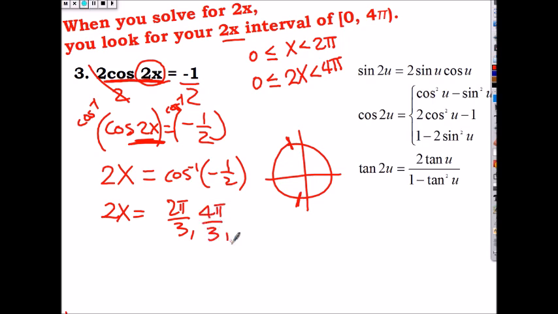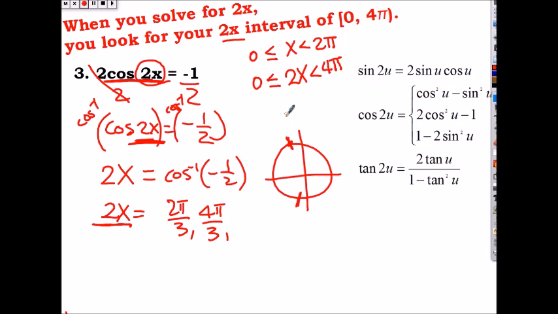But remember, since it's 2x, the interval doubles. Because when we divide by 2 at the end, if you just have your solution from 0 to 2 pi, basically you only find a solution from 0 to pi. Again, because you have to divide by 2 at the end. So I'm going to go around one more time.